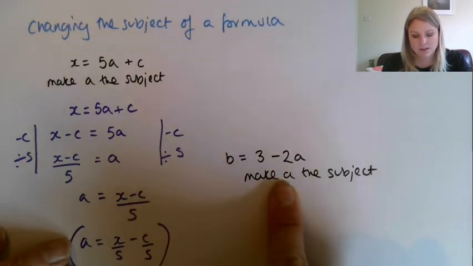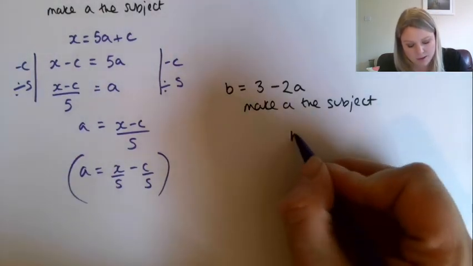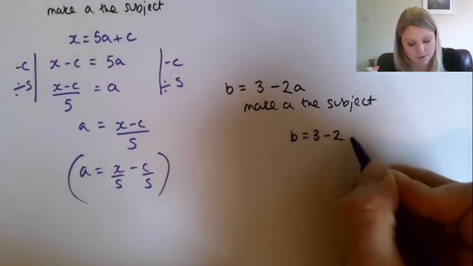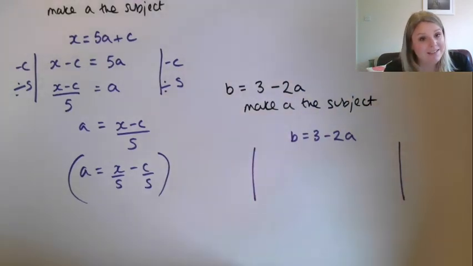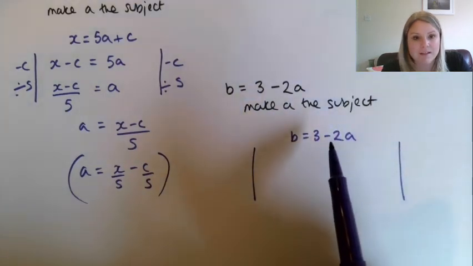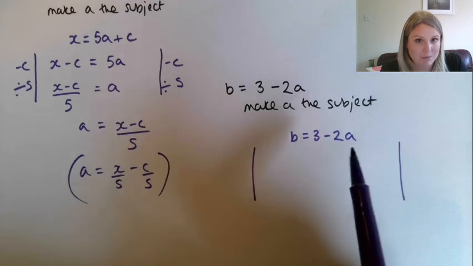Now this one here is a little bit more awkward. So let's start off with our equation: b equals 3 minus 2a. See if the thing that you're trying to make the subject is negative, which it is in this one, that's really awkward. So the very first thing I would do would be make it positive.